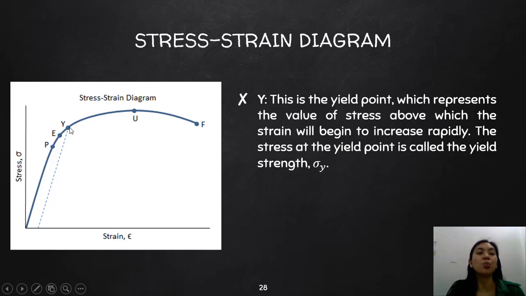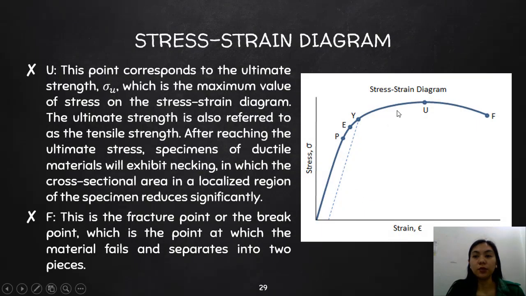So, kumbaga hindi na proportion yung inyong stress and strain. Kumbaga dito, konting stress na lang in-apply mo, pero sobrang laki na nung pinagbago nung strain ng material. So, ayan po. Your letter Y. Diyan po siya mag-start. And of course, you have your letter U. So, your letter U corresponds to the ultimate strength.